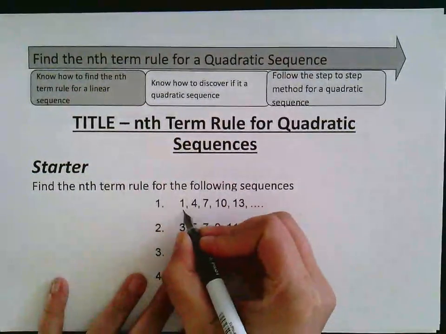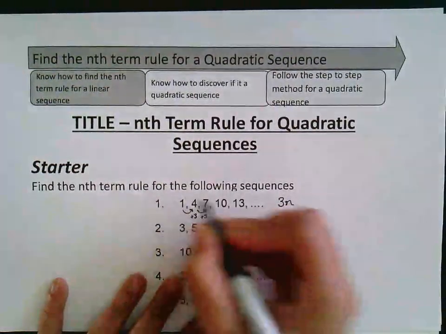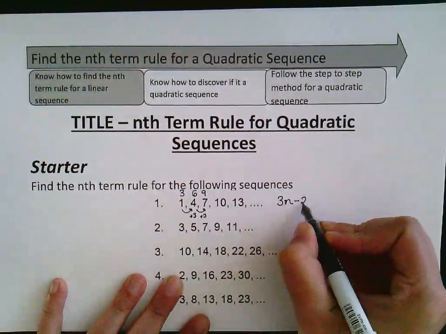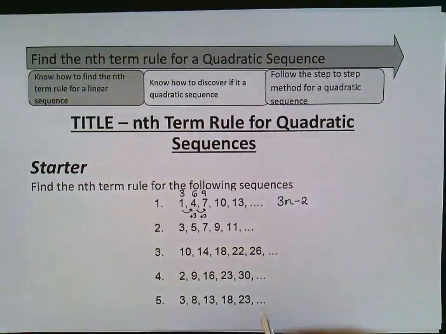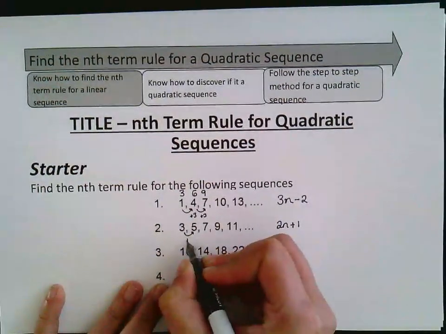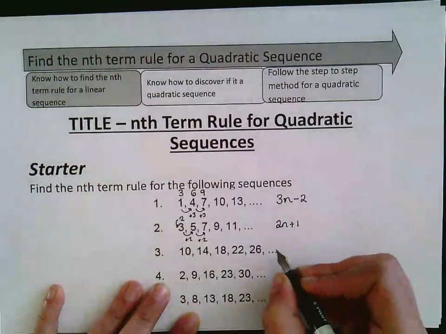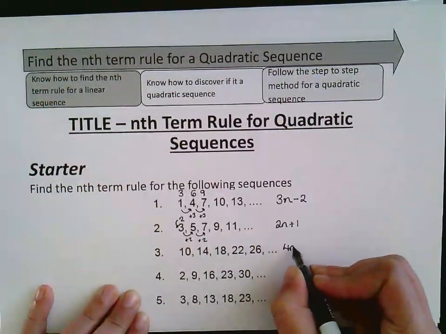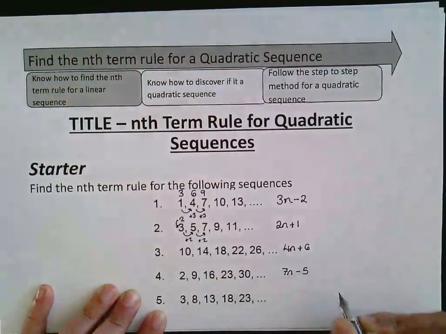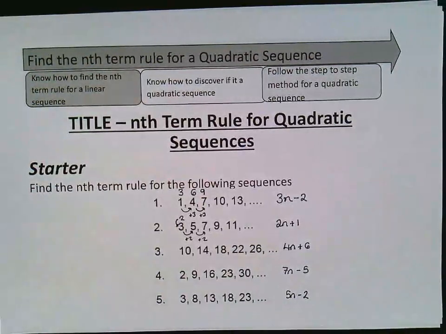The first one, each of these goes up by 3. So the rule would be 3n, and if we compare the 3 times table to our sequence, we can see it goes down by 2. So the first one, the nth term rule, is 3n minus 2. Your second one, you should have had 2n plus 1 because the sequence goes up in 2s. And if we compare with our 2 times table, it is 1 more. The next one would be 4n plus 6. Then we have 7n minus 5. And then lastly, 5n minus 2. Hopefully you got them all correct.